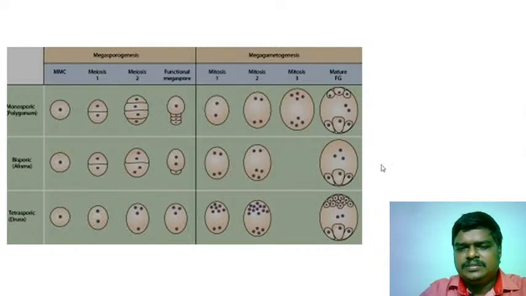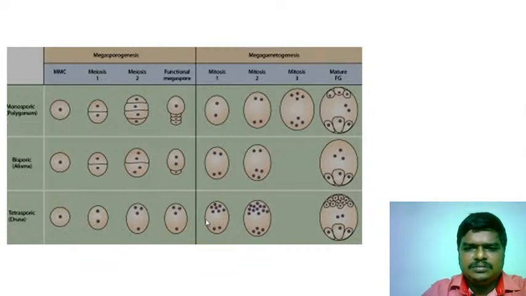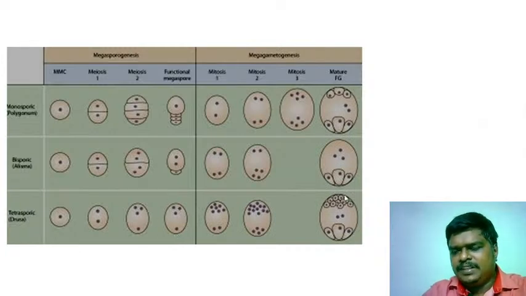See the development here. In monosporic, megaspore mother cells undergo meiosis. 4 cells are there. One of the 4 becomes the functional megaspore, divides into 2 nuclei, 4, 8, and the 8 are arranged like this. Here, 2 cells, 2 become 4, 4 become 6 here, and they are arranged like this. And this is tetrasporic, where all the 4 haploid cells become functional megaspores. They develop like this.